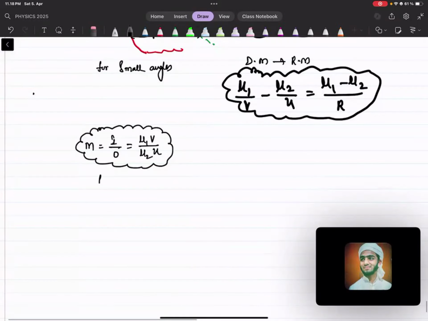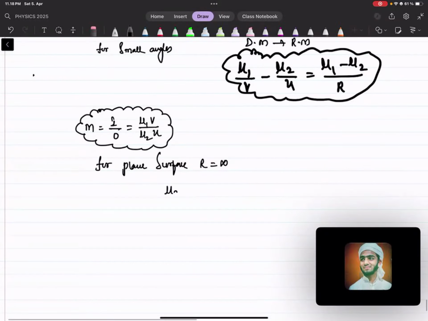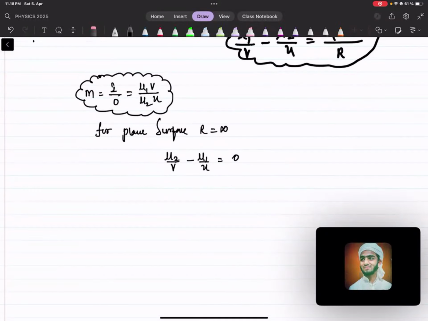Now for plane surfaces, whenever I'm talking about plane surfaces, radius of curvature will be infinity. If radius of curvature is infinity, I can write mu2 divided by V minus mu1 divided by U will be equal to 0. So in that case, mu2 divided by V is equal to mu1 divided by U. Or else mu2 divided by mu1 is equal to V by U.